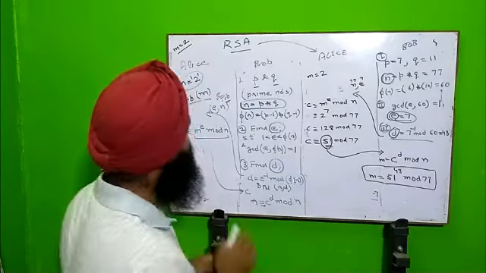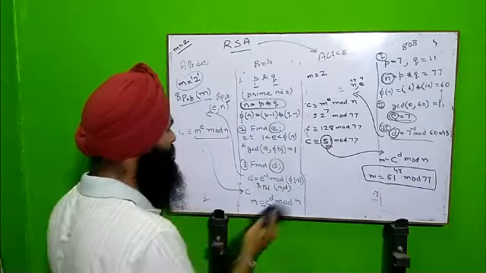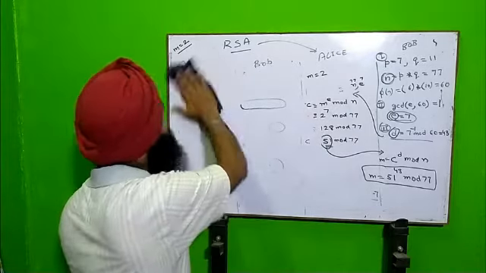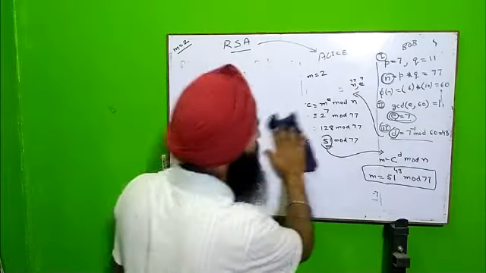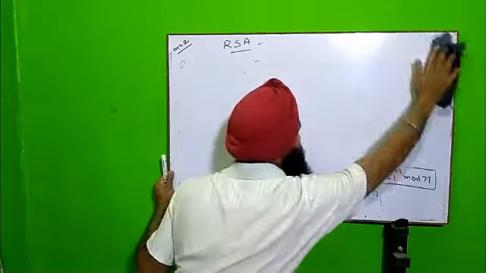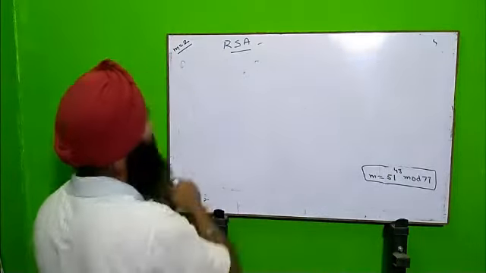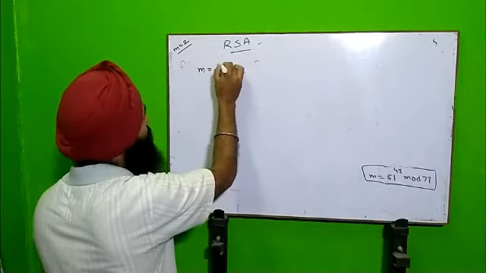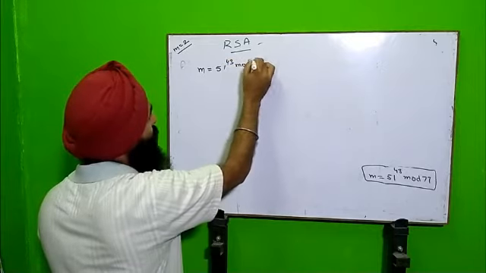So now I am going to erase everything and we are going to solve this equation only. I hope you got all this. Okay, now we have to solve this equation so that we will have 2 as a result. So I'm going to rewrite that at this side: m is equal to 51 raised to power 43 mod 77.